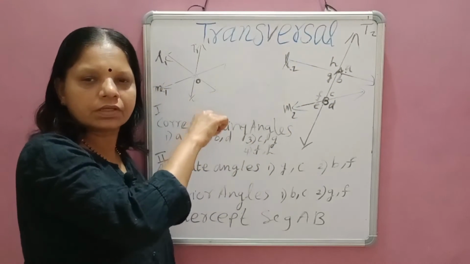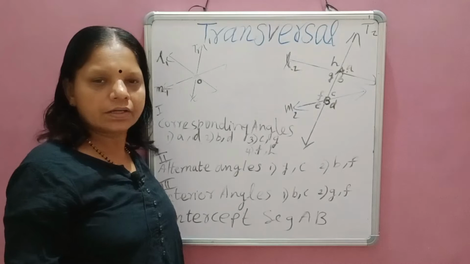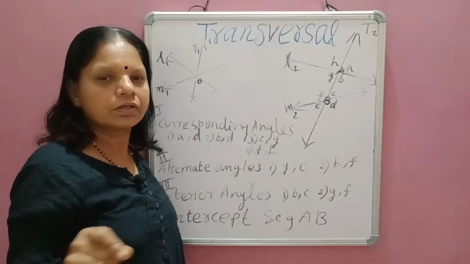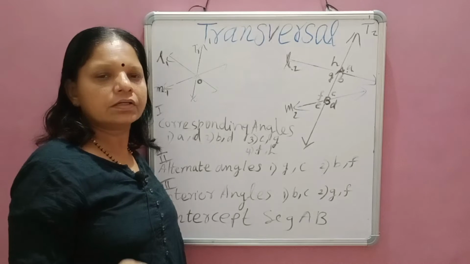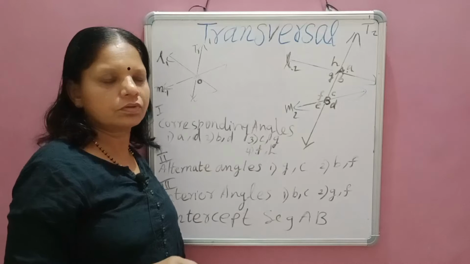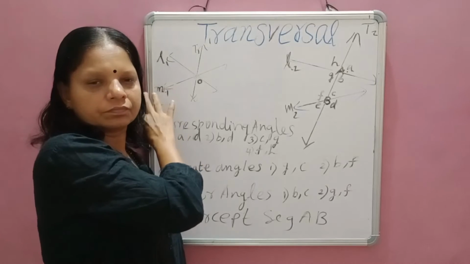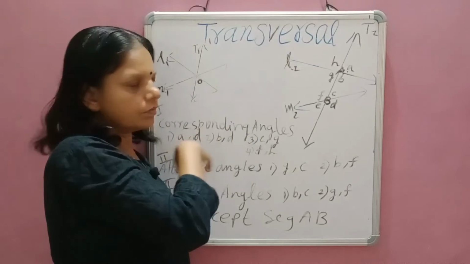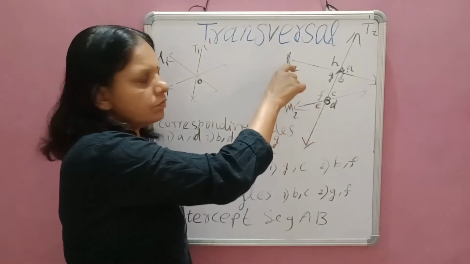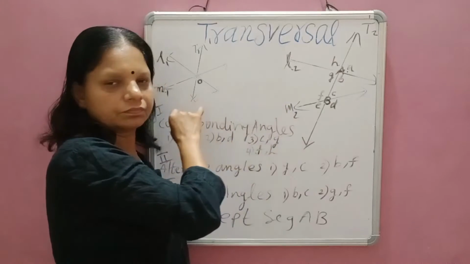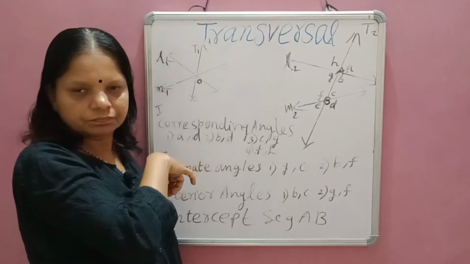So what is the definition of transversal? If a line intersects two other lines in distinct points or different points, then the line is said to be the transversal for those two lines. So, clear about transversal? Now forget about the first figure. We are studying about transversal only. So look at the second figure. When a transversal intersects two lines L2 and M2, you can see some angles are formed in the figure.